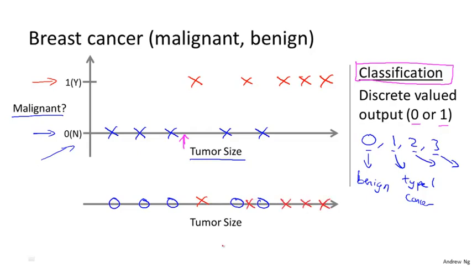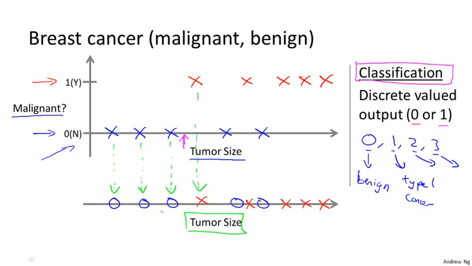Okay, I hope this figure makes sense. All I did was take my data set on top, and I just mapped it down to this real line like so, and started to use different symbols, circles and crosses, to denote malignant versus benign examples. Now, in this example, we use only one feature or one attribute, namely the tumor size, in order to predict whether tumor is malignant or benign.